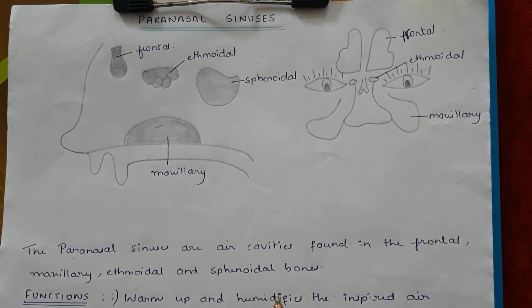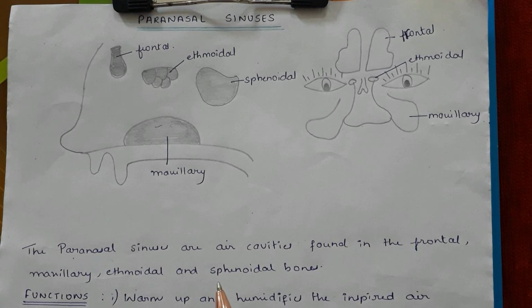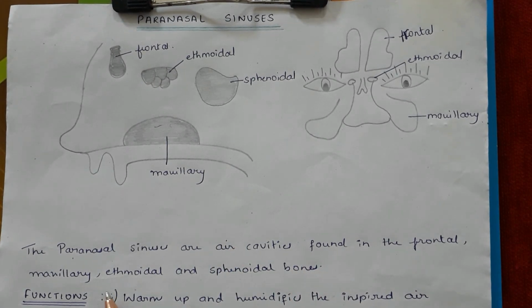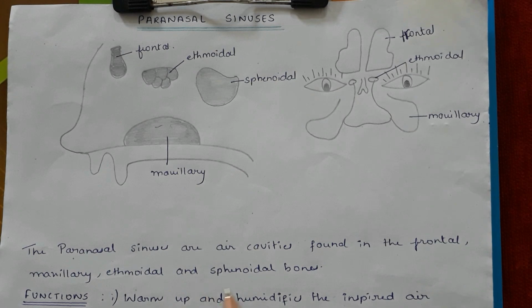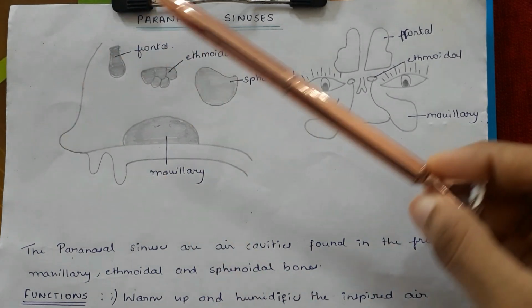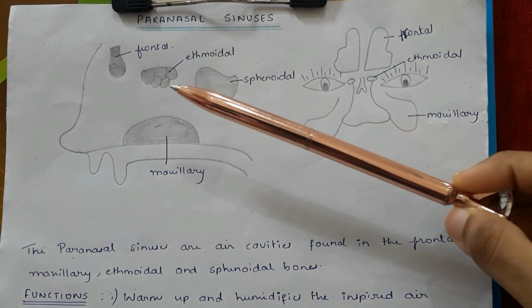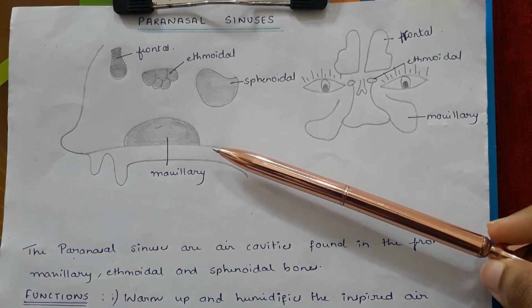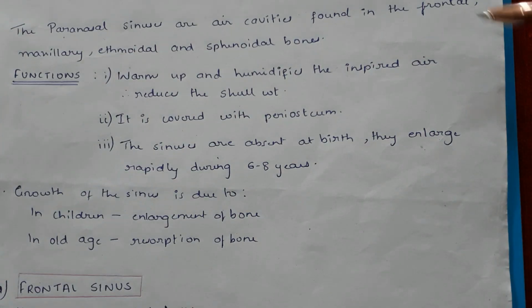Paranasal sinuses. The paranasal sinuses are air cavities found in the frontal, the maxillary, ethmoidal and the sphenoidal bones. So this is the frontal sinus, the ethmoidal sinus, sphenoidal and the maxillary sinus.